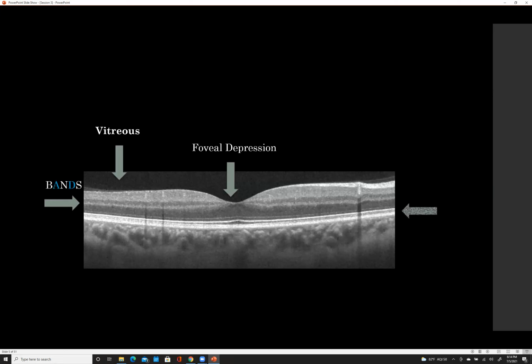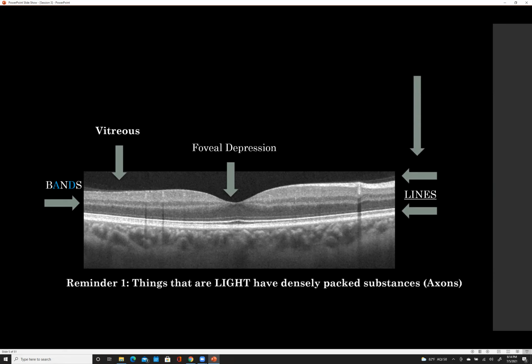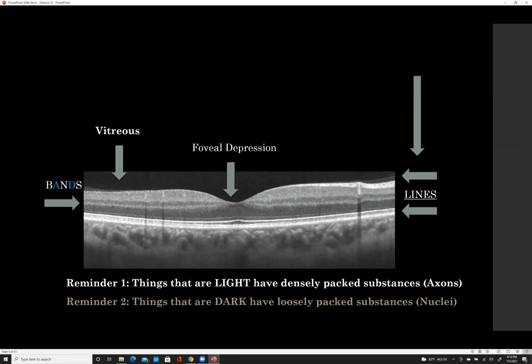Last time we talked about the bands. Today, we're going to talk about the lines, which I call lines. That's not a formal description of them, but you understand what I mean. Now, this is a reminder from Friday. Things that are light have densely packed substances. Our structural analog of that was axons, a bundle of axons or plexiform layers. And the reminder too is that things that are dark are much more like vitreous. They have loosely packed cells and a ton of fluid, which tends to be the nuclei or the cellular layers of the retina. So that's what it was for bands.